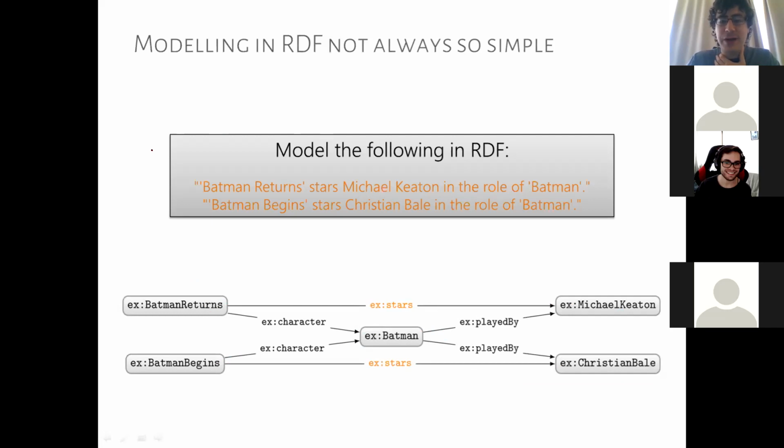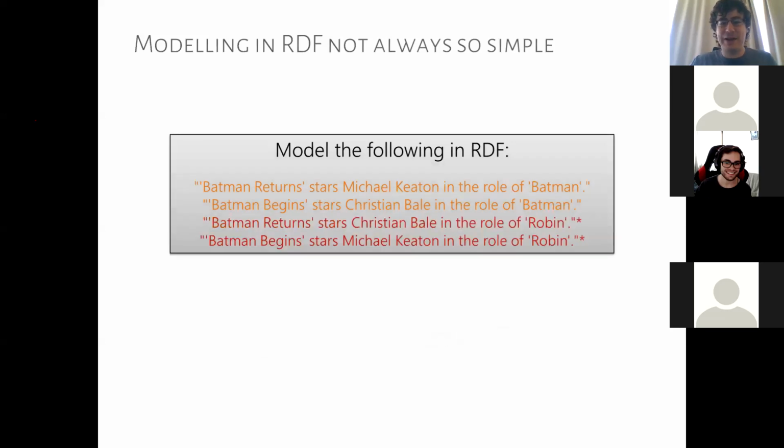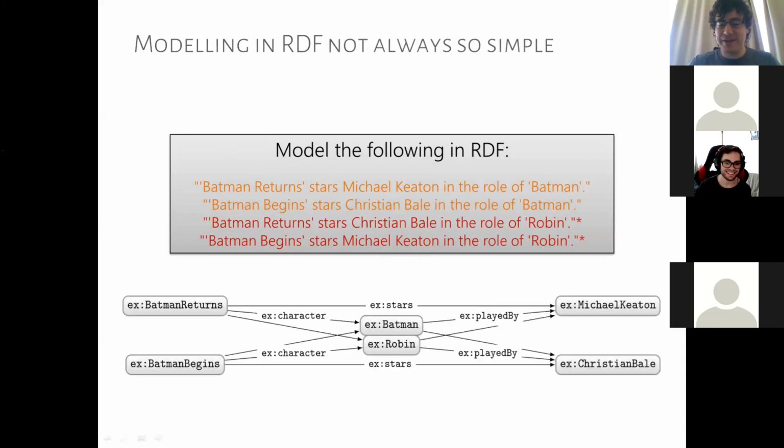But we can have more complex scenarios. What happens if we have multiple characters, multiple actors, multiple movies? Then we're going to have a problem. So here, this is hypothetical, but let's assume that Christian Bale also played Robin in Batman Returns with Michael Keaton, and Michael Keaton played Robin in Batman Begins with Christian Bale. Obviously hypothetical, but now we end up with this sort of mess of edges, right?